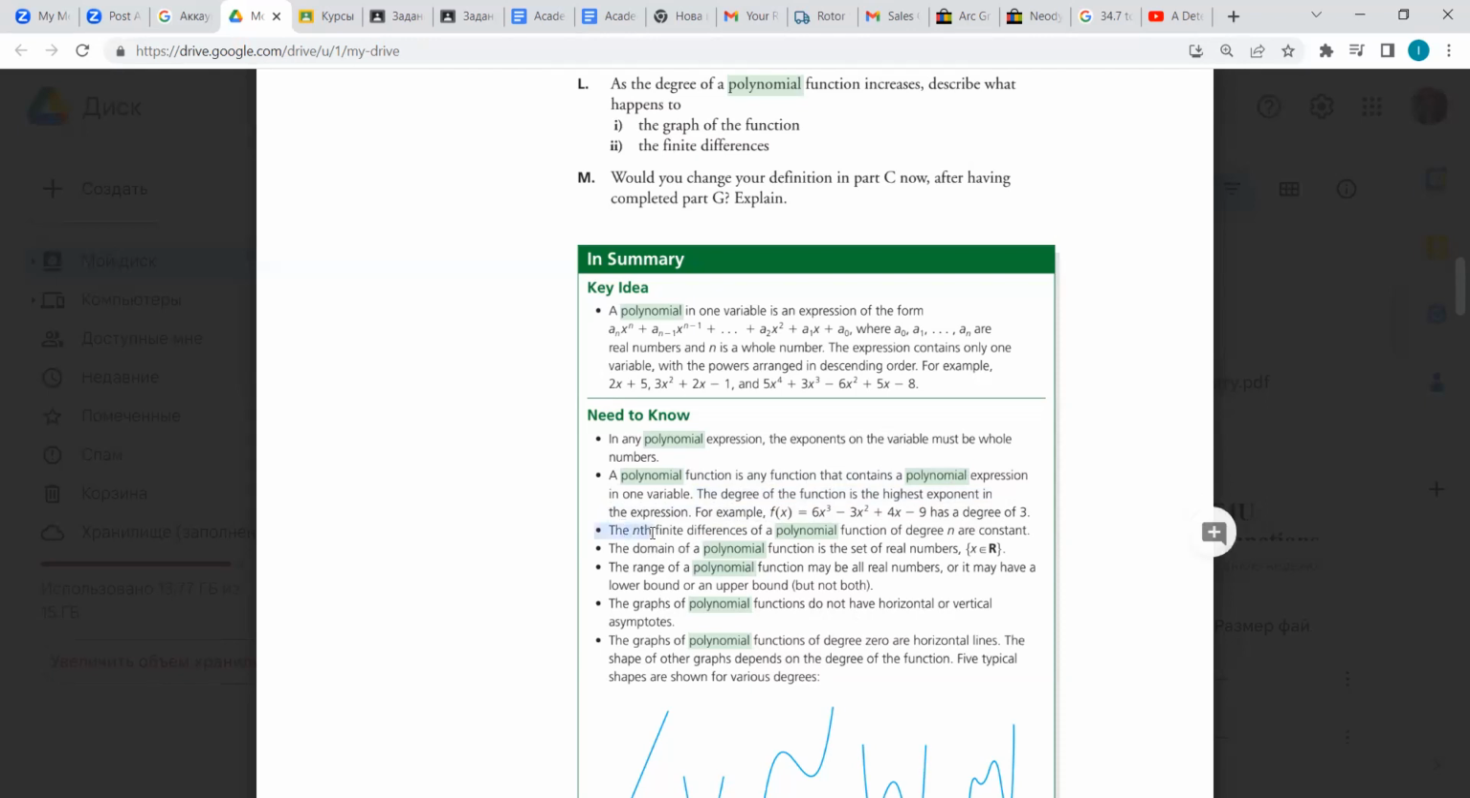The infinite differences of a polynomial function of degree n are constant. The domain of a polynomial function is the set of real numbers. The range of a polynomial function may be all real numbers, or it may have a lower bound or an upper bound, not both. The graphs of polynomial functions do not have horizontal or vertical asymptotes.